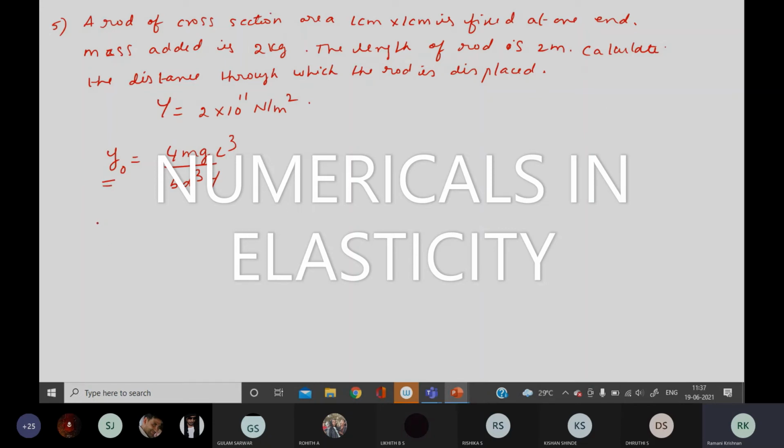What is given? Area of cross section, that means breadth and thickness is given. Area means breadth into thickness, no? So b is 1 centimeter, and thickness is also 1 centimeter. Convert it: 1 into 10 power minus 2 meters, and this is also 1 into 10 power minus 2 meters. Mass of the body is 2 kg, so 2 directly we have to write. g is 9.8. Then length of the wire is given as 2 meters. Y is given. That's all. Substitute and tell me what is y naught. What is the displacement of the rod?